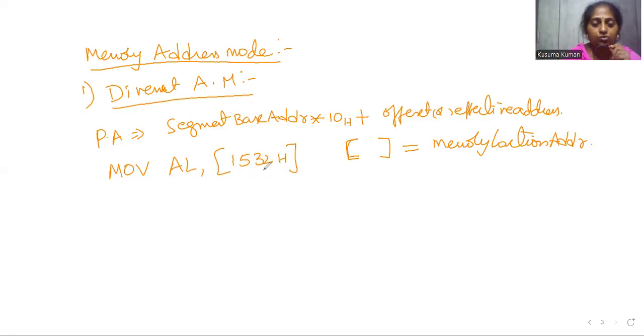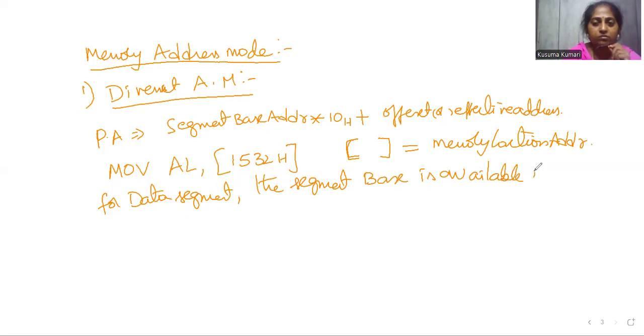The 1532 is the offset address or effective address, because the data is transferred from the memory location to the AL register. So then the data segment is used for this. For the data segment, the segment base is available in the data segment register.